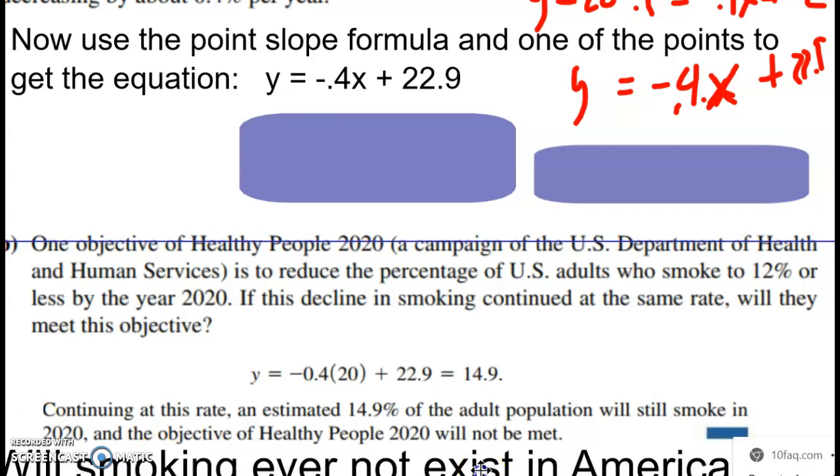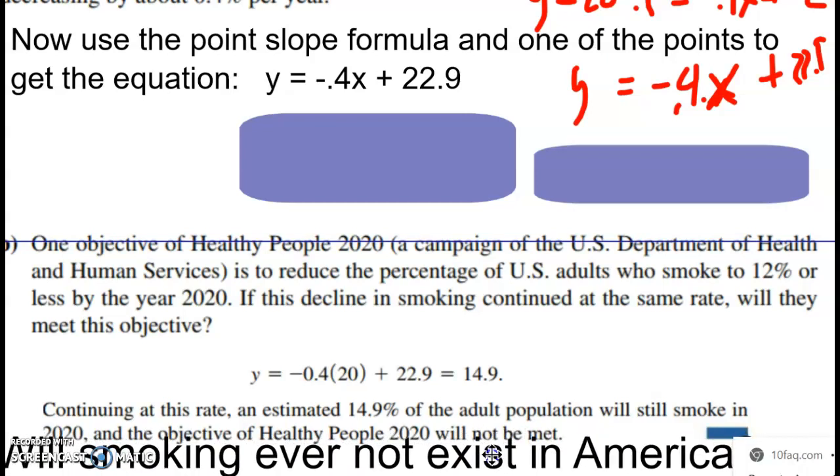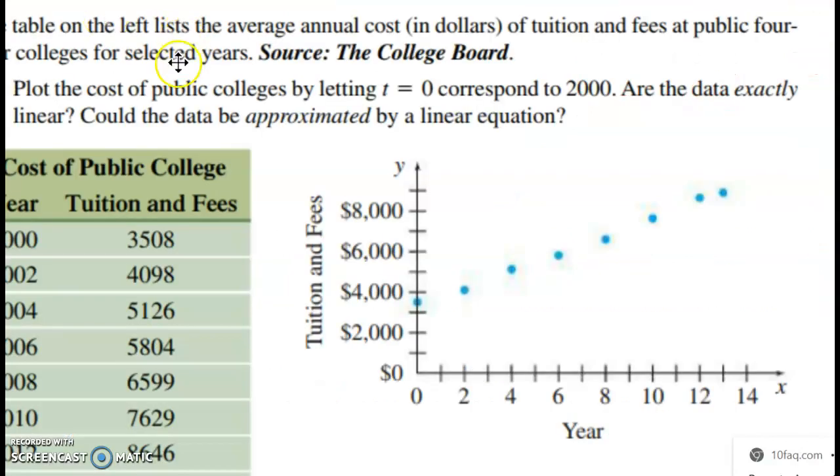Now, first of all, obviously there's limitations in real life problems. Will smoking ever not exist? Will we ever get to 0%? Probably not. If we follow this, it should tell us that there would be a time when y would be 0. But a lot of times the model changes over time. But anyway, that's just an example of where you might use a formula like that.